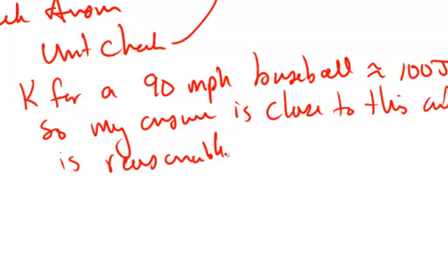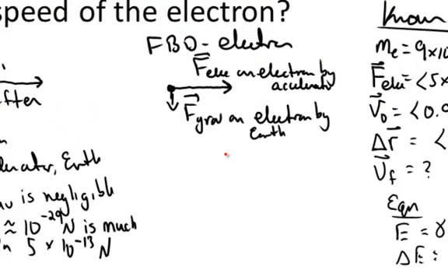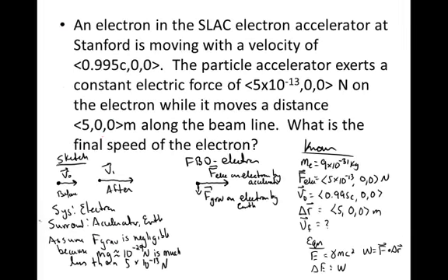All right, so let's take a look at a relativistic problem. And let's say that we have an electron in the Stanford Linear Accelerator, and it's got some velocity near the speed of light, 0.995 times the speed of light. That's 99.5% of the speed of light. And the particle accelerator speeds these particles up by exerting electric force on them. And so we've got some force, and it moves through a certain distance down the beamline. What is the final speed of the electron?